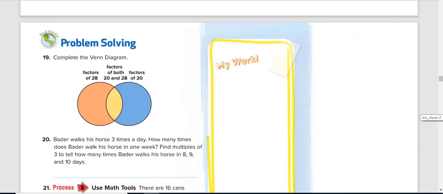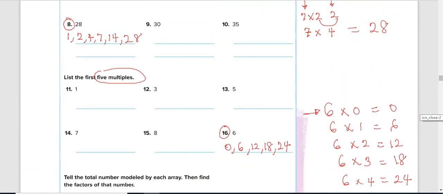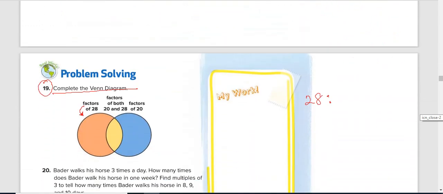Lastly, let me try this problem solving with you. Okay, so complete the Venn diagram. Here we have the factors of 28. So let's recall what the factors of 28 are. Let's bring them out. Remember what we've done before. So we have 1, 2, 4, 7, 14, and 28 itself.